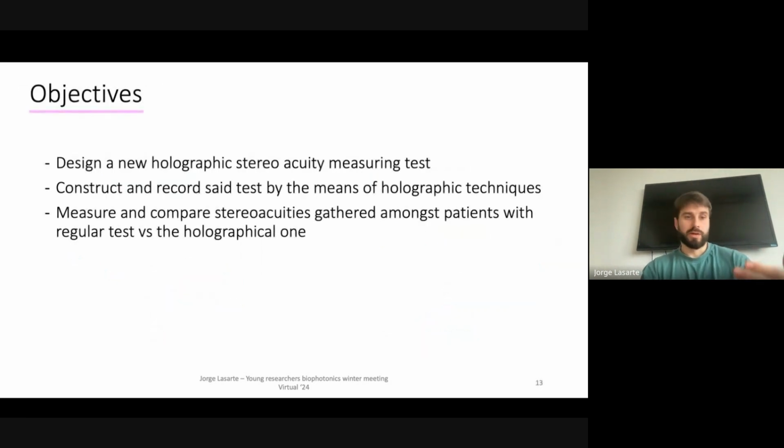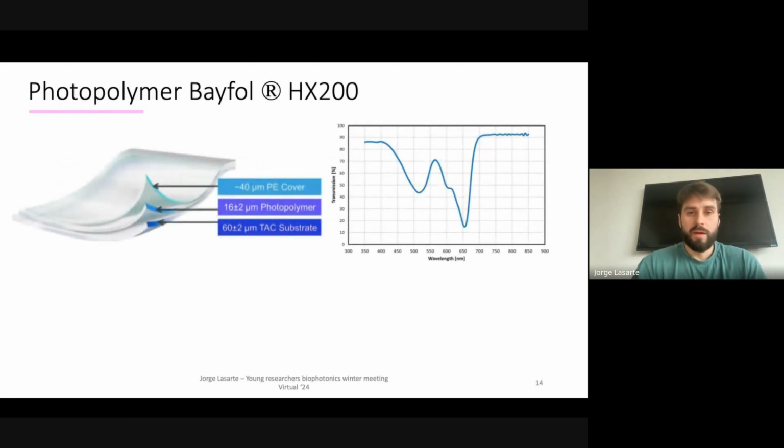Okay, so the objectives are clear. We want to develop a new holographic stereoacuity test. We want to compare it to the ones that exist and see if it allows us to obtain valuable results. The photopolymer we use is not very important.